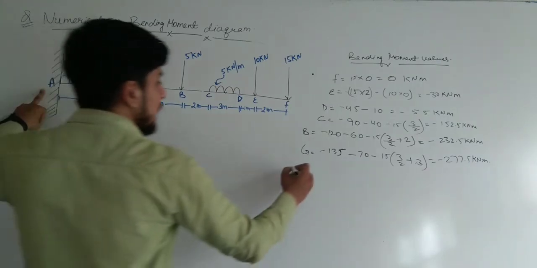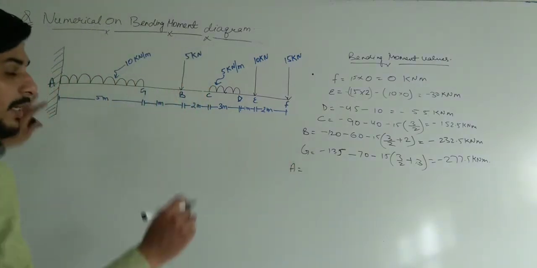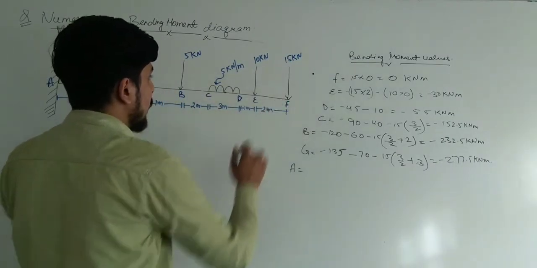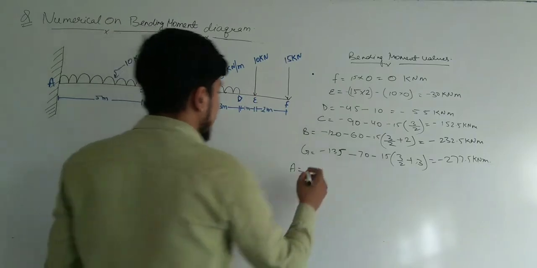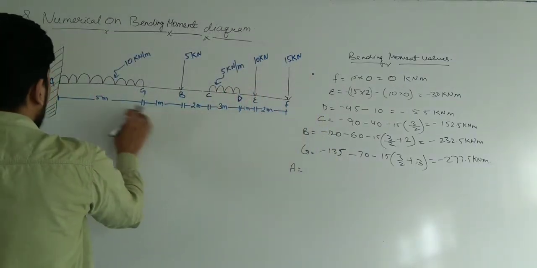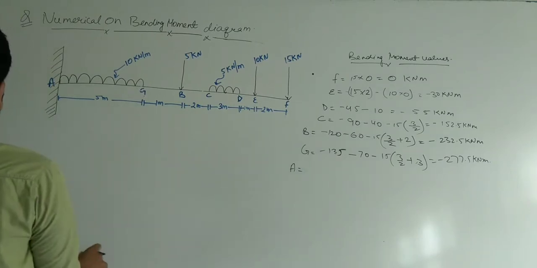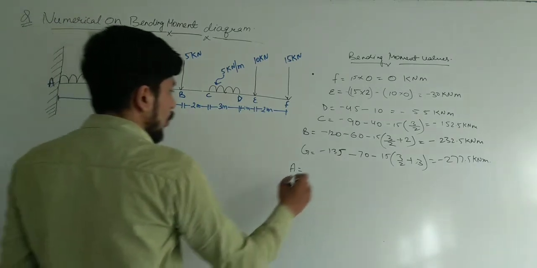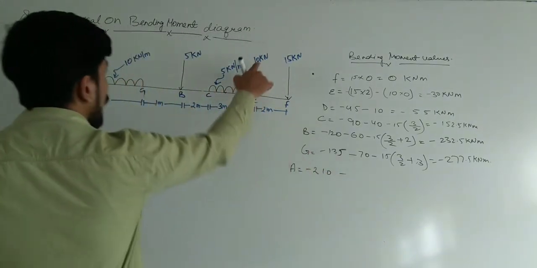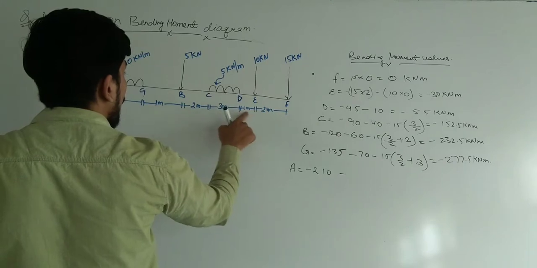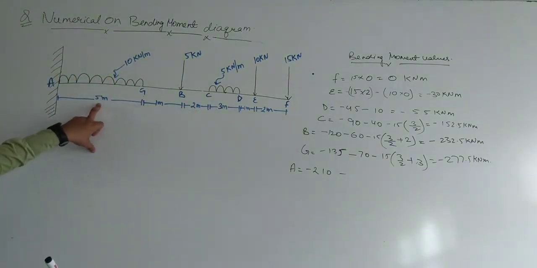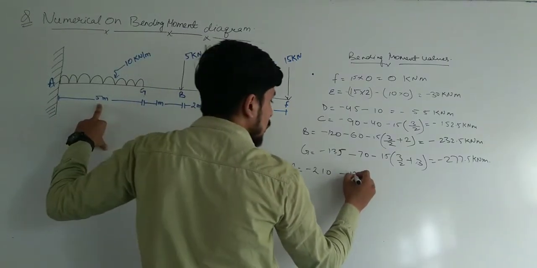Now the last point is A point. The A point again we will start from first. So the value at point F is going to start like that. Minus 15, the load is 15 and the distance is 9 plus 5 is 14 multiplied by 15 is 210, minus the load is 10, 3 4 5 6 7 plus 5 is 12 multiplied by 10 is 120.